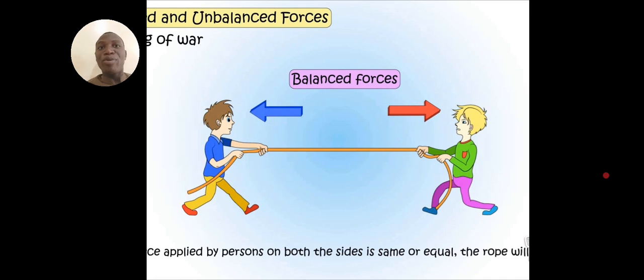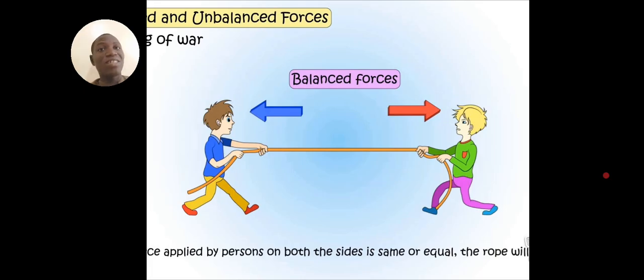What if your opponents are stronger than you? What will happen? They will pull you. So it means that the total sum of force they applied on their own side is greater than the total force you applied on your own side. So that makes it unbalanced and it causes acceleration. There will be a change in direction of that rope. The rope will move to their direction. That is to say the forces are unbalanced. So whenever the forces are unbalanced, there will be a change in direction of that object.